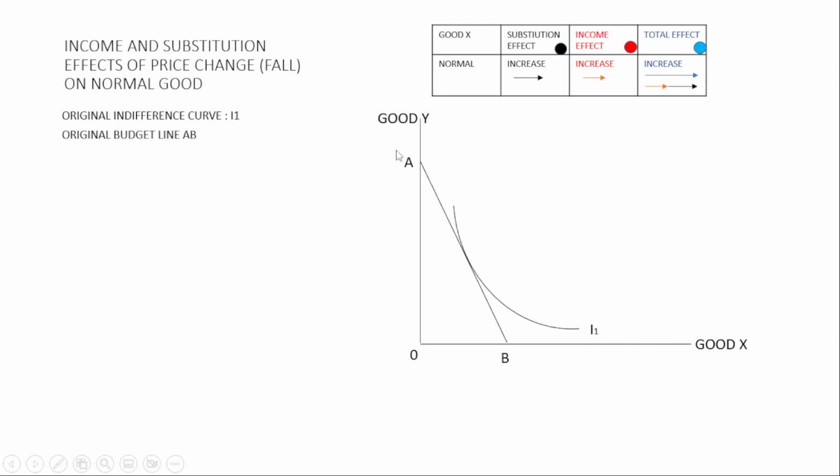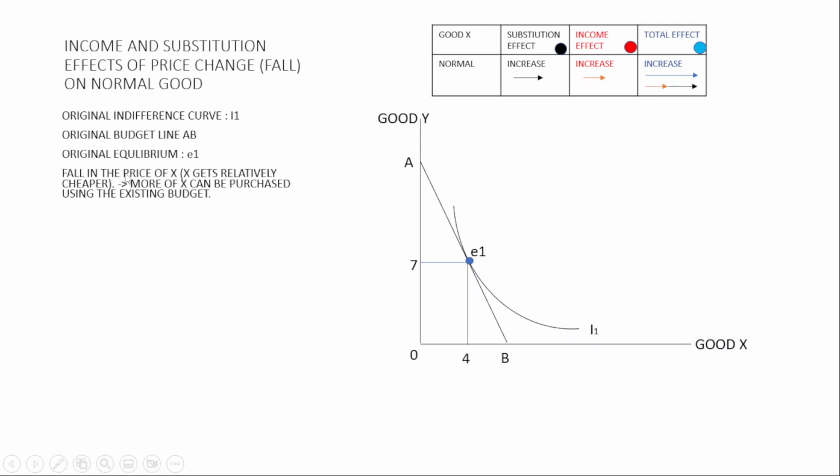We have this AB, the budget line, and this tangential point, which we call E1, right in here, shows that you are consuming 7 units of Y and 4 units of X to produce, say, 100 units.